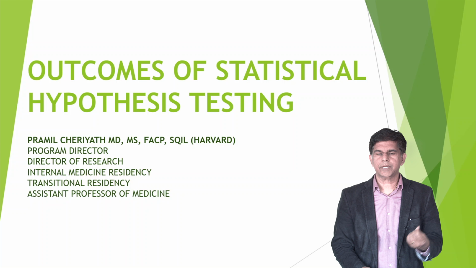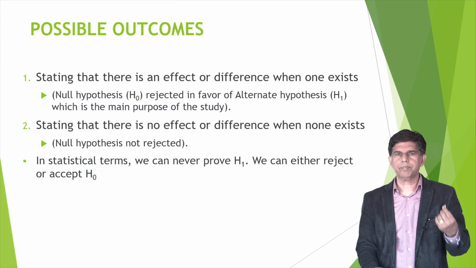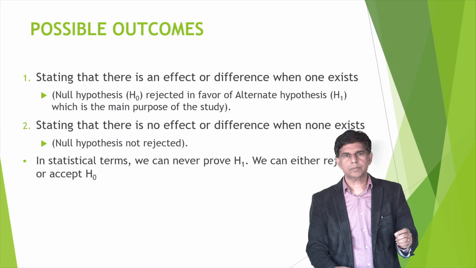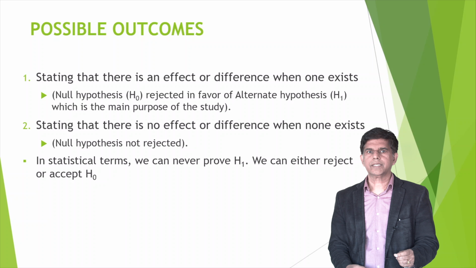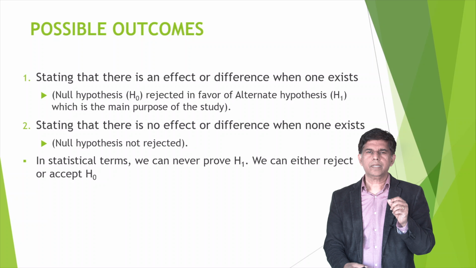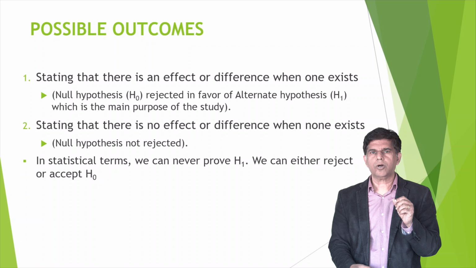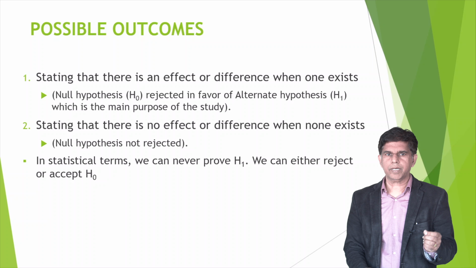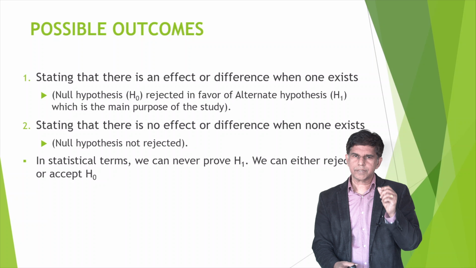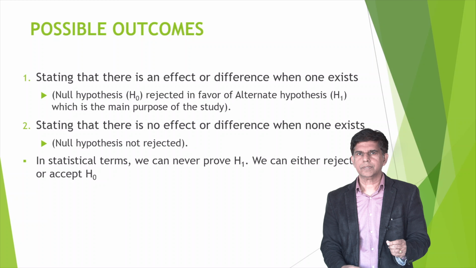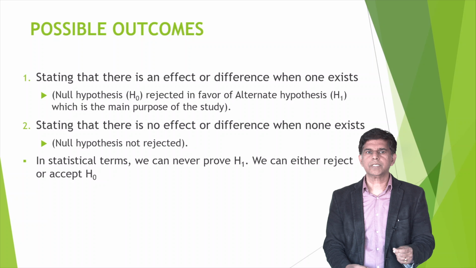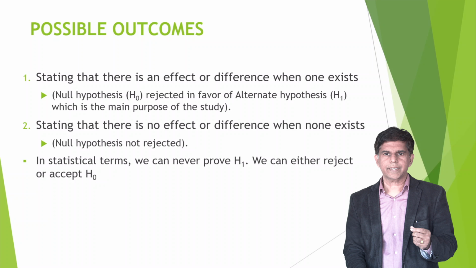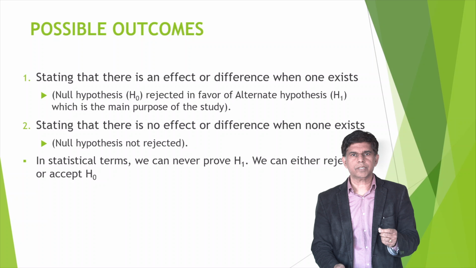So let's get into our subject. In a study hypothesis, there could be two outcomes, right? One is there is no difference. That is called the null hypothesis. When you have an alternative hypothesis, that's saying there is a difference. The null hypothesis is H0, and the other one is called H1, the alternate hypothesis.